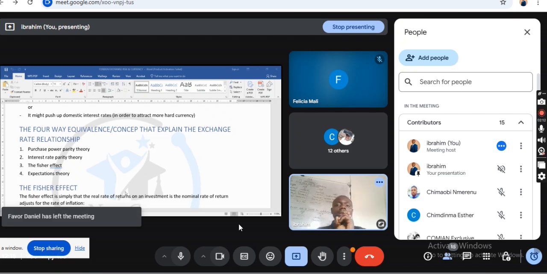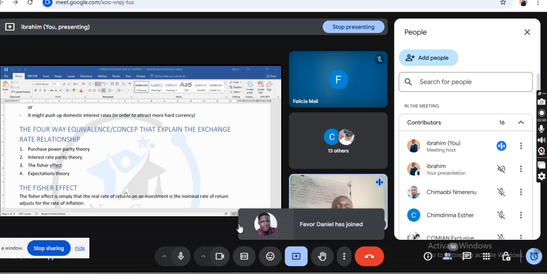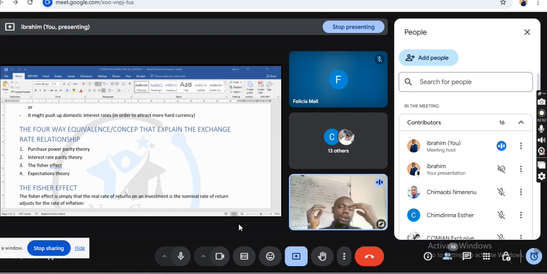Five, students should be able to understand how to adjust exchange rate with the two countries' inflation and interest rates. In adjusting for both inflation and interest rate of the two countries, which is the domestic currency and foreign currency, that is what leads us to the concepts that explain exchange rate relationship.